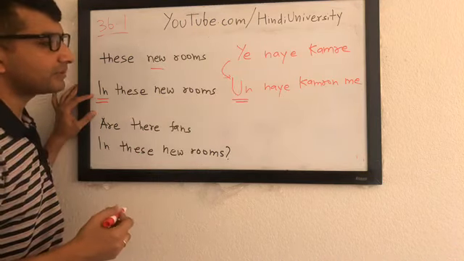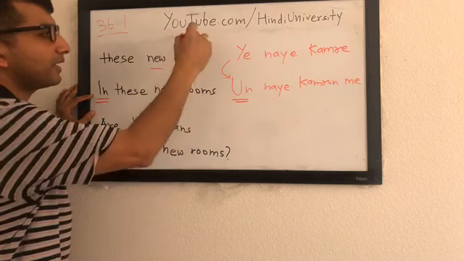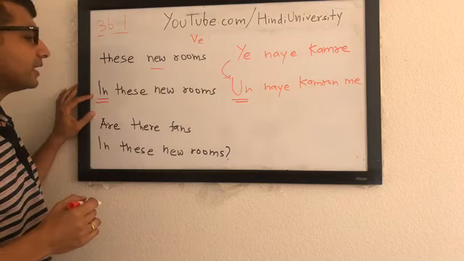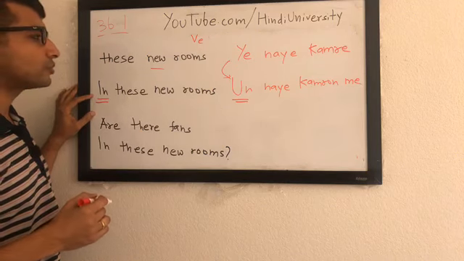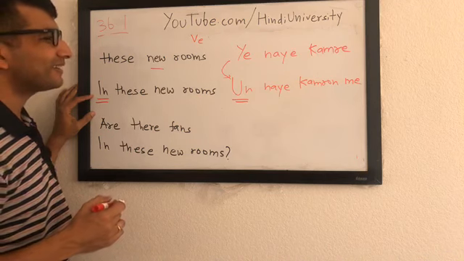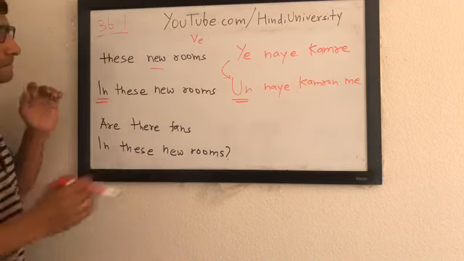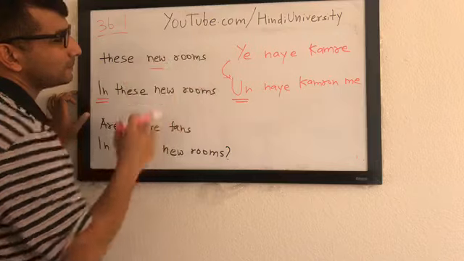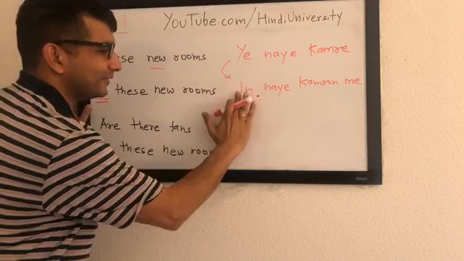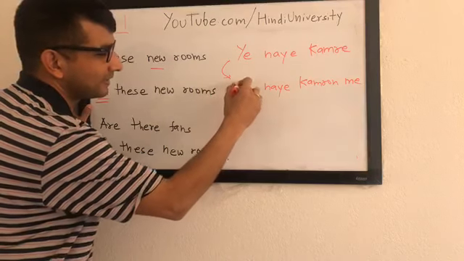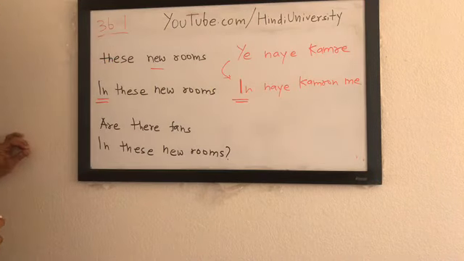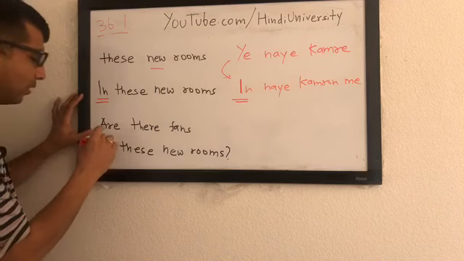Is it un or something else? What about way? If it is those new rooms, it would be ve naye kamre. And if you say in those new rooms, it would be? I forgot. No, it's okay. So if it is way, then it is in. Very good, very good. So it would be in नए कमरों में. Yes. Right? Awesome.